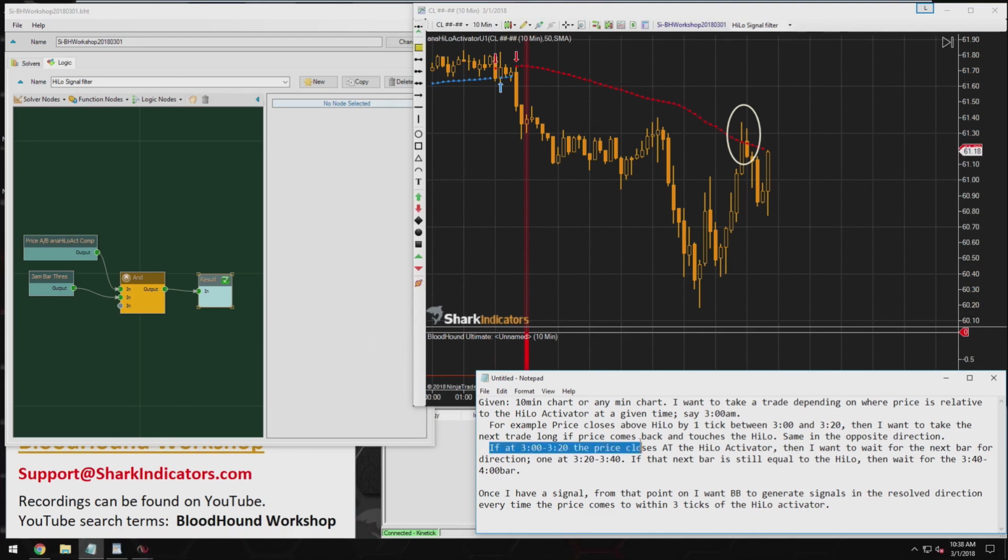Yeah, so there is a condition here that needs to happen before waiting for price to come back and touch the high-low activator. We actually have this second part here. So let's cut this out and we'll put this afterwards.